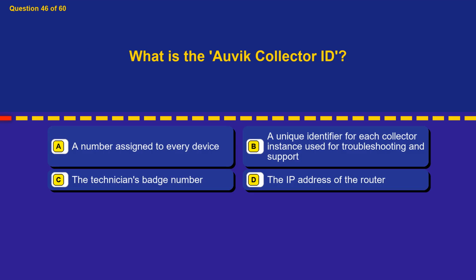Question 46. What is the Auvik collector ID? Option A. A number assigned to every device. Option B. A unique identifier for each collector instance used for troubleshooting and support. Option C. The technician's badge number. Option D. The IP address of the router.